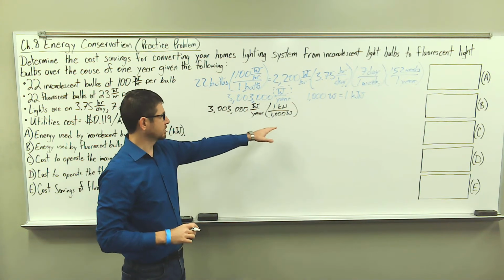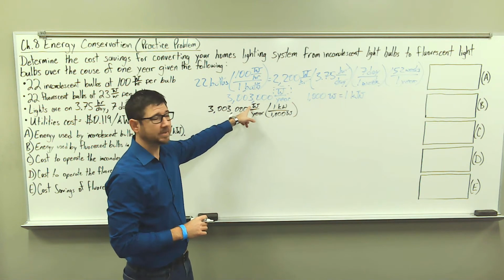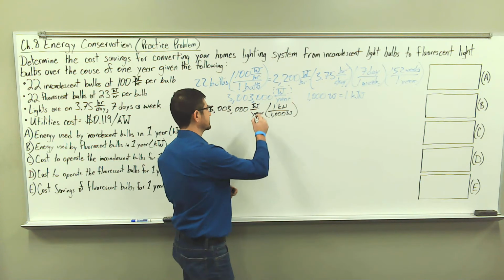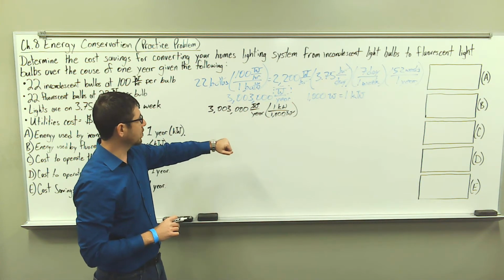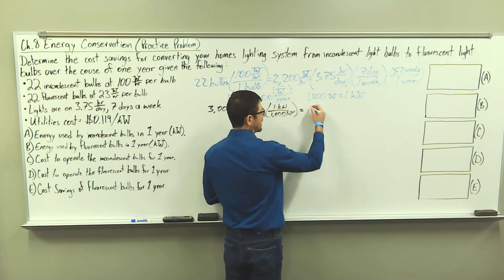Now in this situation we put the watts in the denominator because we have watts in the numerator here. So we want to use dimensional analysis to cancel the units of watts. So 3,003,000 divided by 1,000 is going to be 3,003 kilowatts.